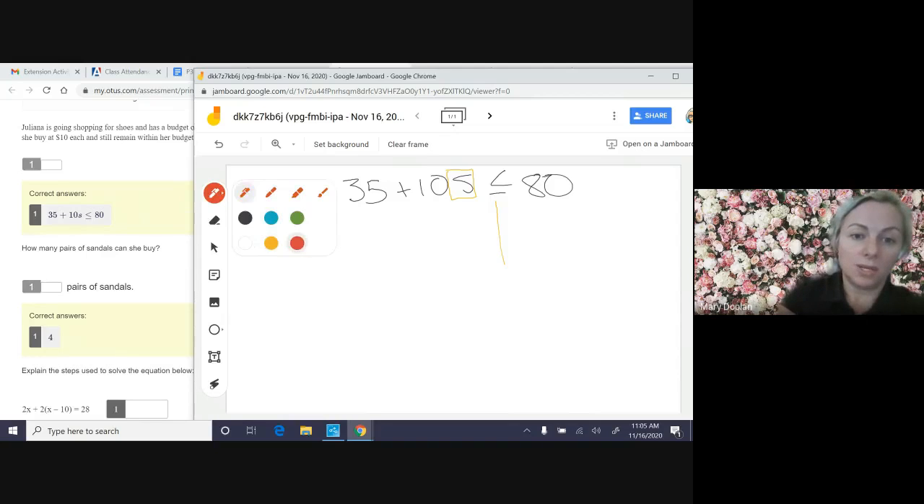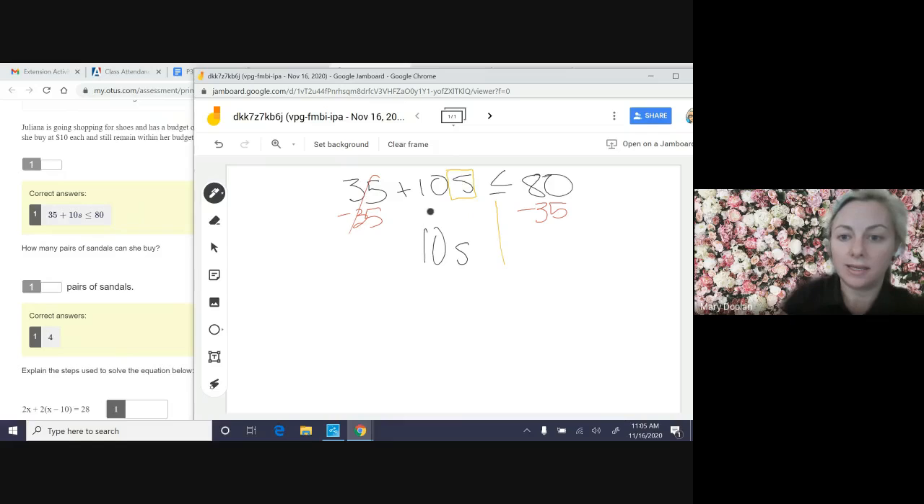So my first step here is going to be to subtract 35. I'll do the same over here. That goes away. And that leaves me with 10S is less than or equal to 80 minus 35 is 45. Now, whenever you do something to an inequality on both sides, you always have to pay attention. If you multiply or divide by a negative value, you have to flip your sign.